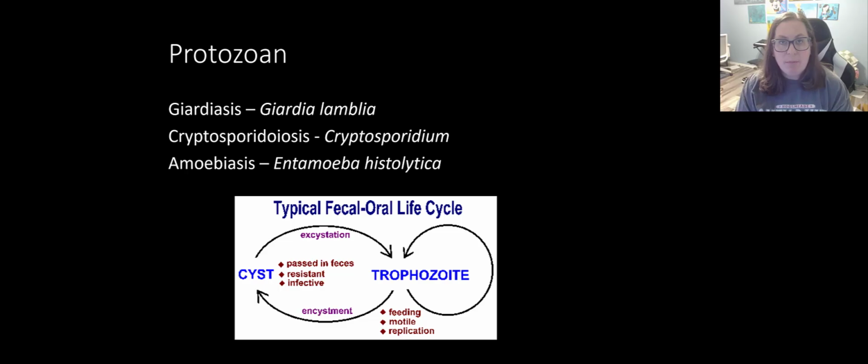Now, one thing to note about protozoa, if you'll notice here, they do have a life cycle that is typically a fecal-oral life cycle. And so we see that the cyst is normally going to be passed in the feces. It's normally resistant to dehydration and different things there, and it goes into what we would consider the ecosystem. It's the infective form, and then if you take that in through actually consuming contaminated food or water or whatever, it then is going to change into what we call a trophozoite. At the trophozoite stage, that's when it works on feeding, motility, and reproduction so that it ultimately produces more cysts and it can continue the process.